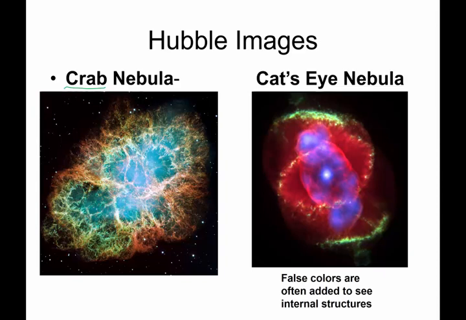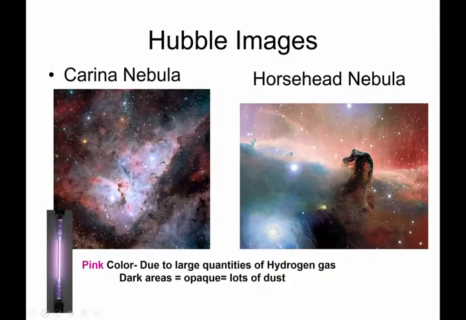When you see a picture of a nebula online, often false colors have been added so that we can see the internal structures. We can see the actual areas that are dusty. We can see the heart of the nebula, and we can see some of the other areas within it. So sometimes you're seeing actual true colors, and sometimes you're seeing something that's been computer enhanced.